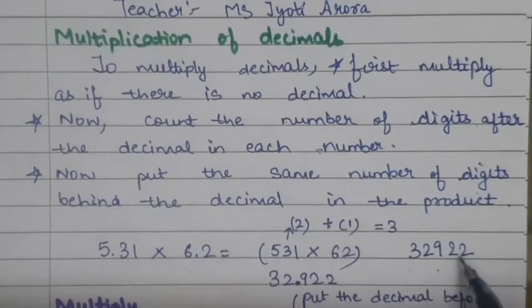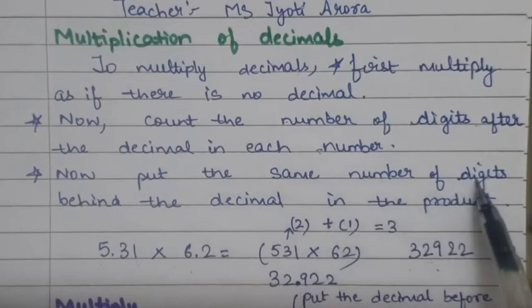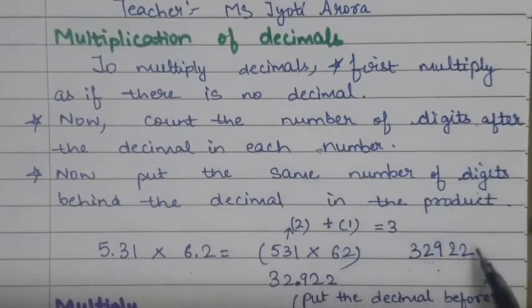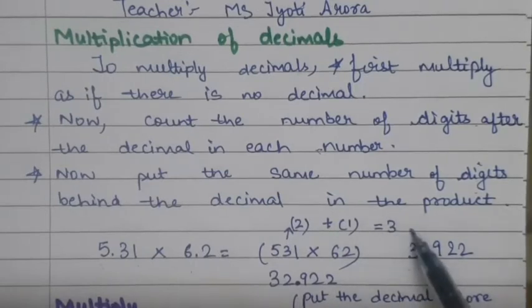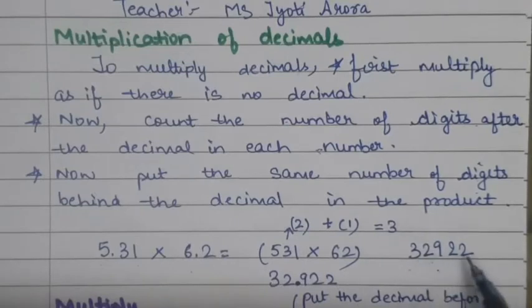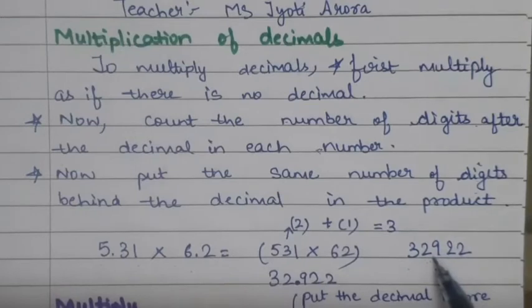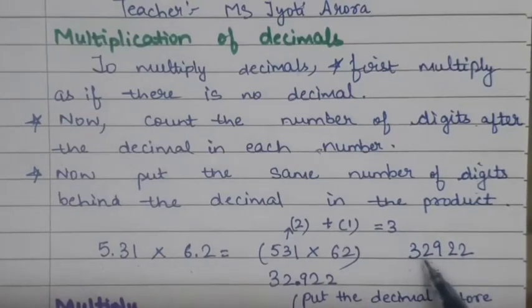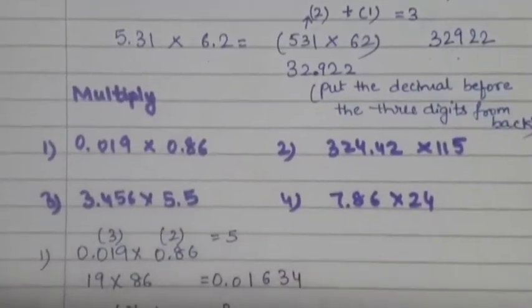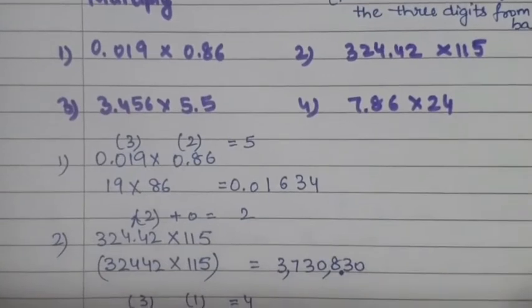Now behind the decimal, put the same number of digits. Start counting from the back and we got 3. So start counting from the back 1, 2, 3 and put the decimal here. So we get 32 point. We cannot say it is 922. No, we will say 32.922.